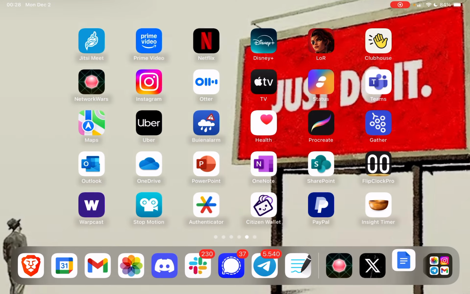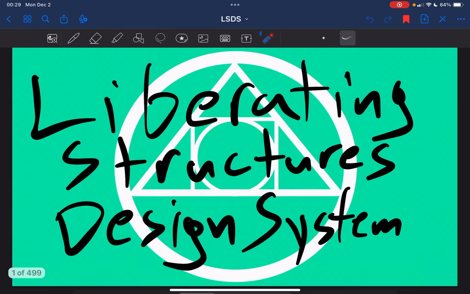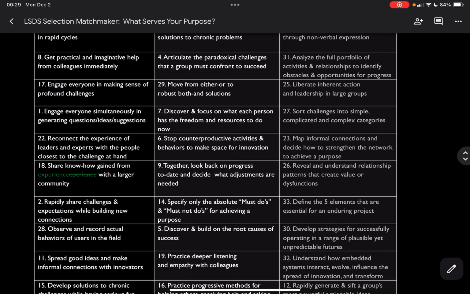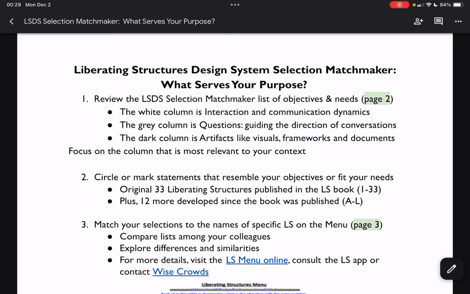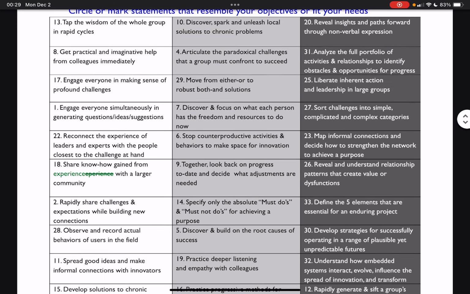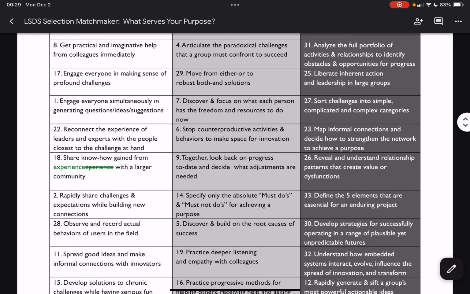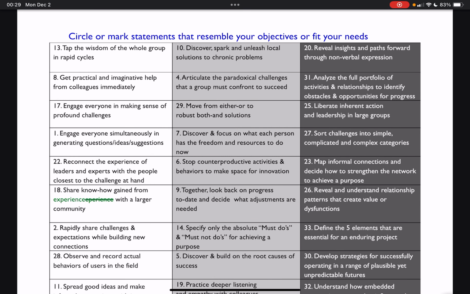That is the most high fidelity and nuanced take on the Liberating Structures design system, and how those well-defined buckets are actually pretty leaky. But I think the buckets are useful, especially in the exercise of the selection matchmaker. Why do I say that? Because the selection matchmaker, for me, always took a long time. I would always circle 20 of these things, which is not particularly helpful, right? Because the selection matchmaker is only helpful if you can narrow it down to no more than 3 structures.